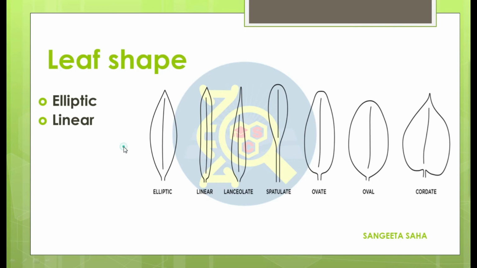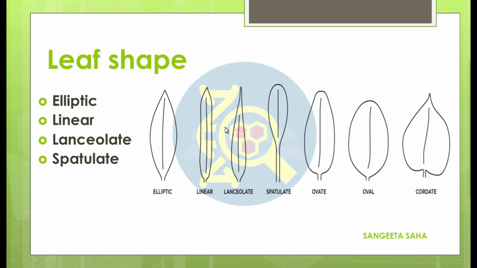Next is lanceolate. Here, as you can see in the diagram, the leaves are much longer, with the widest point below the middle of the leaf. Next, coming to the spatulate. Here, if you have seen a spatula, you will find that the leaf looks like a spatula, with the tip being rounded and gradually tapering at the base.